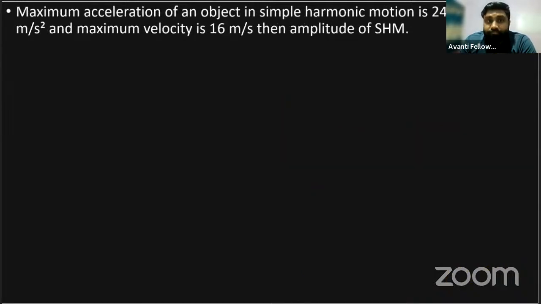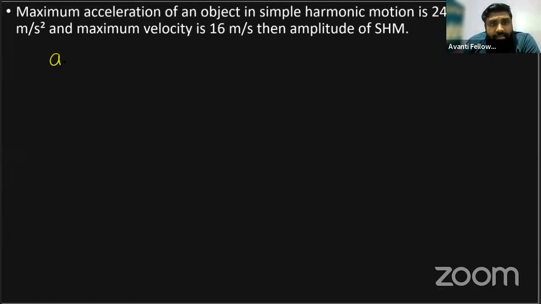This one. The maximum acceleration of an object in simple harmonic motion is 24 meter per second square. The maximum velocity is 16 meter per second. Find the amplitude of the SHM.